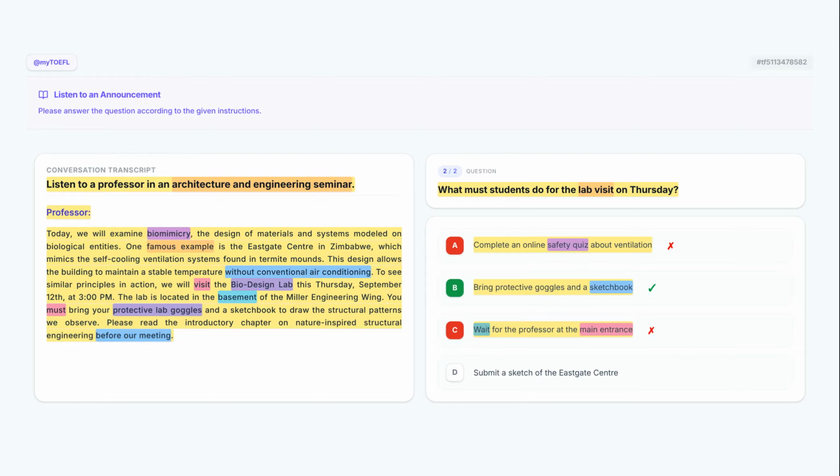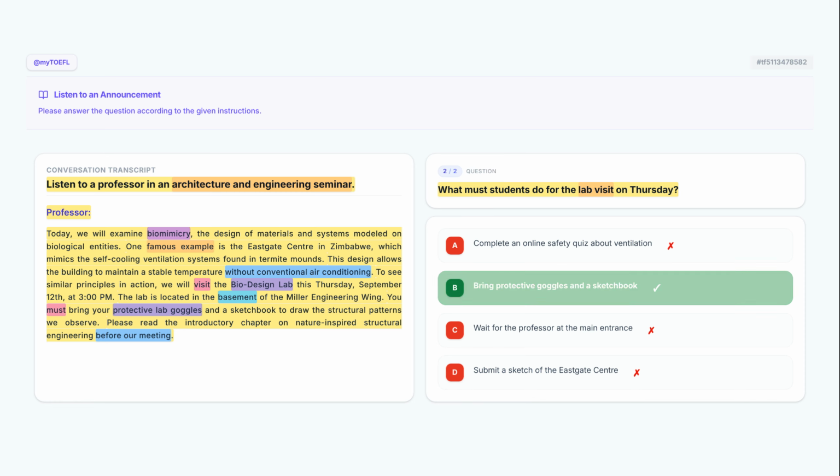Finally, let's check option D. Submit a sketch of the Eastgate Center. While a sketchbook is required, students are meant to draw structural patterns at the lab, not submit a sketch of the Eastgate Center. Therefore, the correct choice is option B because it directly reflects the mandatory items listed by the professor.